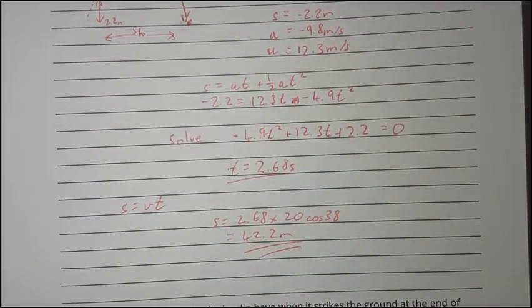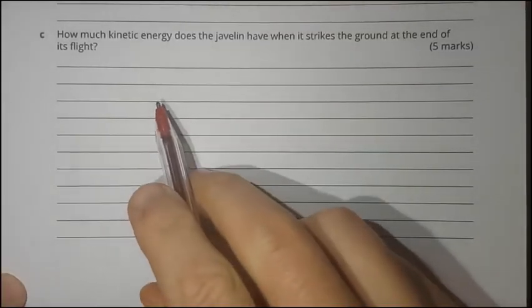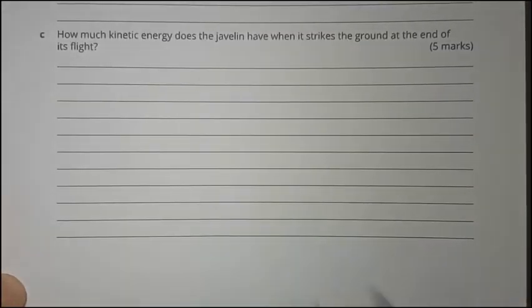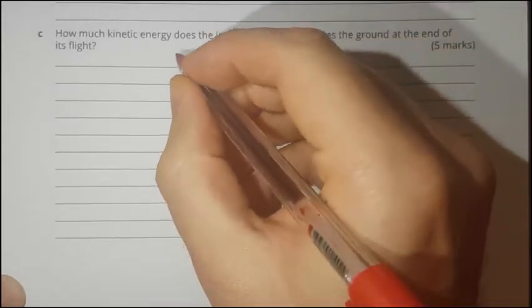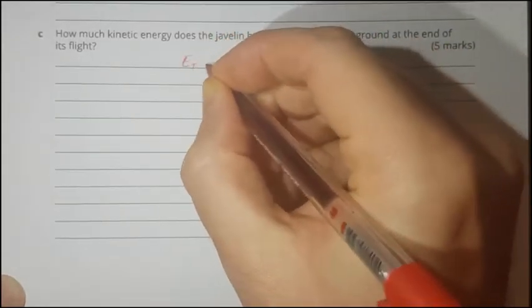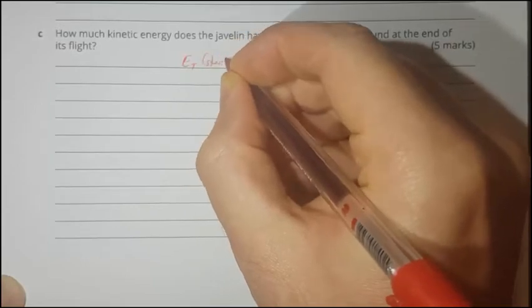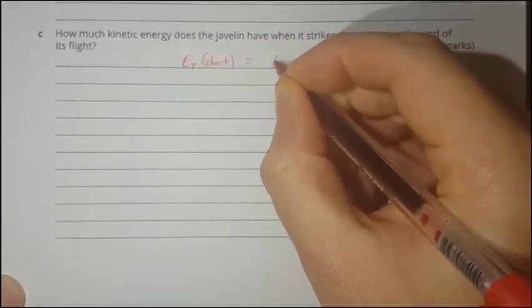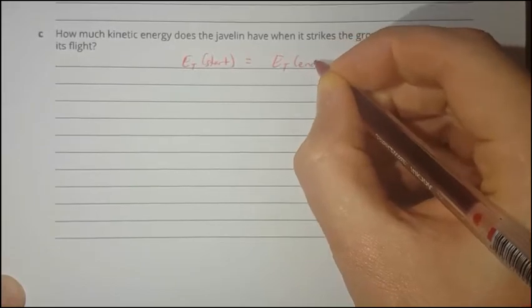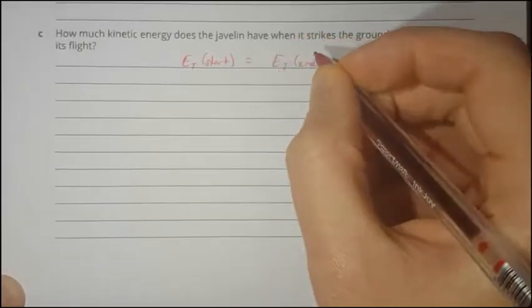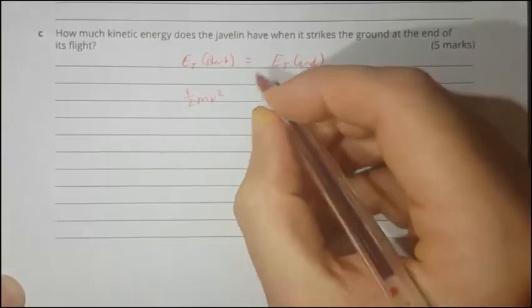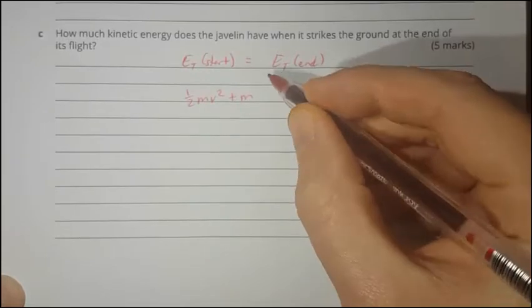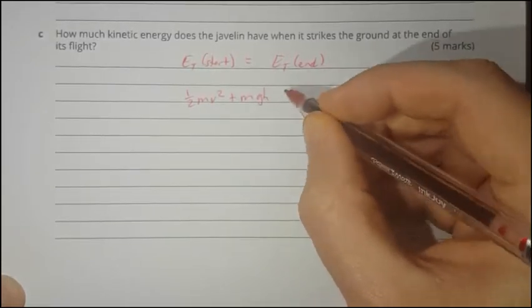And there's your answer. Okay, so for part C, it's a question that's worth 5 marks, but I'm not sure that it should be. It's asking how much kinetic energy does the javelin have when it strikes the ground at the end of its flight. So the important thing to understand is that the energy at the start needs to equal the total amount of energy at the end, right? So at the start, you have energy in the form of kinetic energy plus the 2 meters above the ground, so mgh, 2.2 meters above the ground.